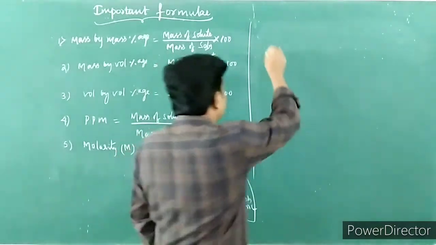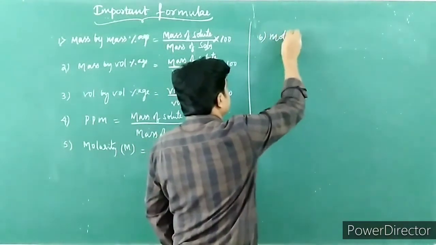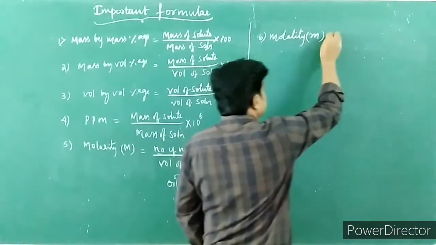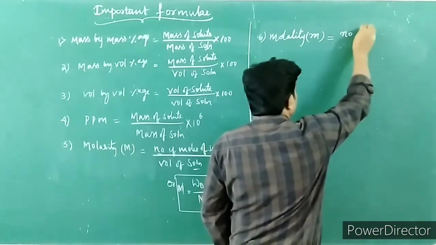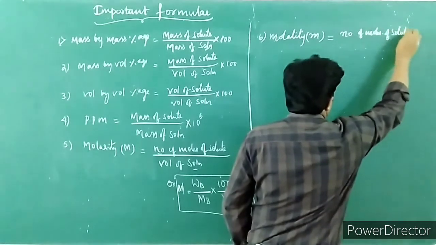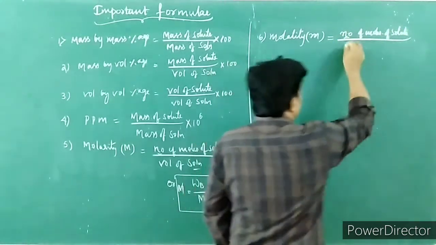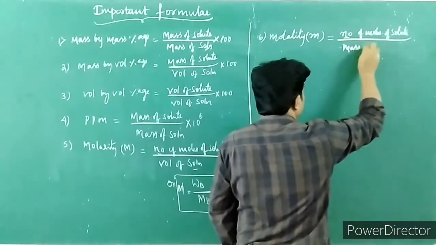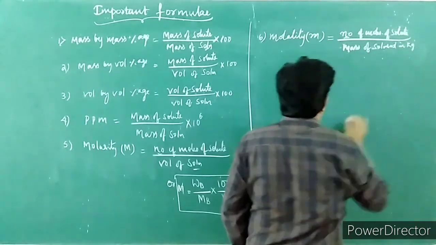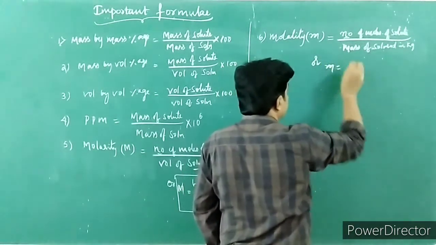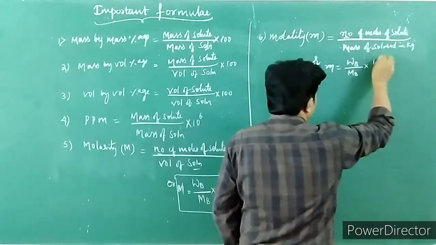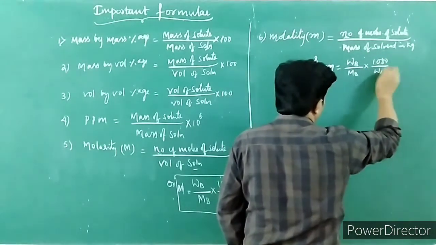Next one is molality. It is denoted by small m. Children, number of moles of a solute upon mass of solvent in kg, or m is equal to WB upon MB into 1000 upon WA.